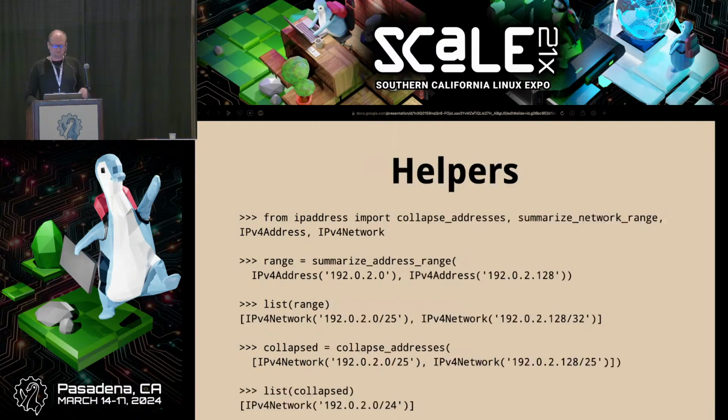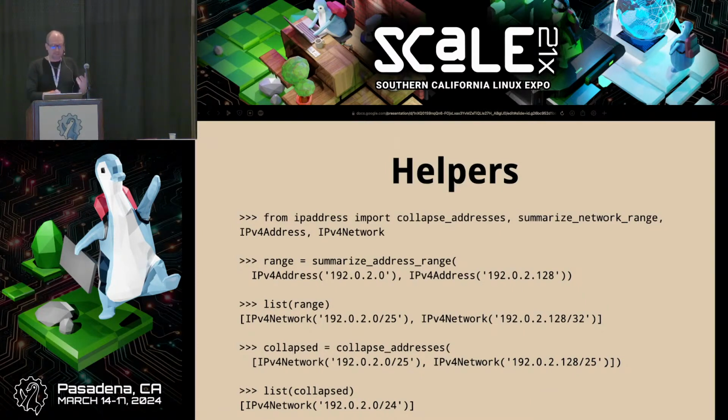So, lastly, there are some helpers that come in the ipaddress library, one of which is collapse_addresses, the other one summarize_address_range. I imported them in the namespace here just for brevity, but you see what happens here is we want to summarize an address range between 192.0.2.0 and 192.0.2.128. What it does is it gives you the smallest available network prefixes that could contain that range of addresses. It's very handy.